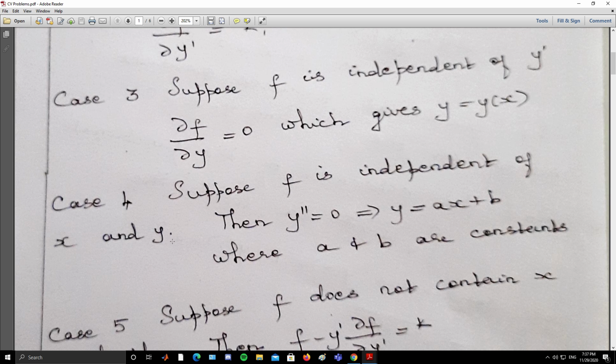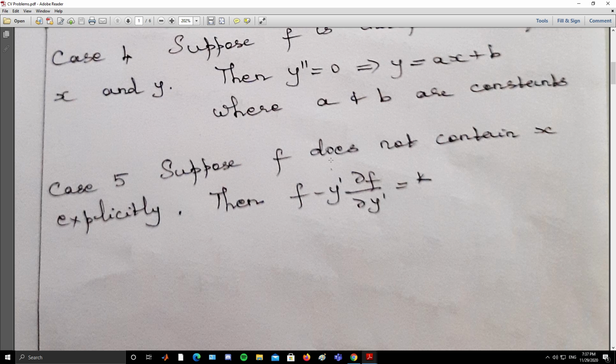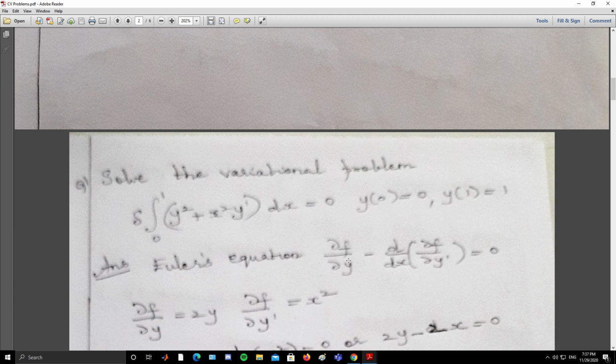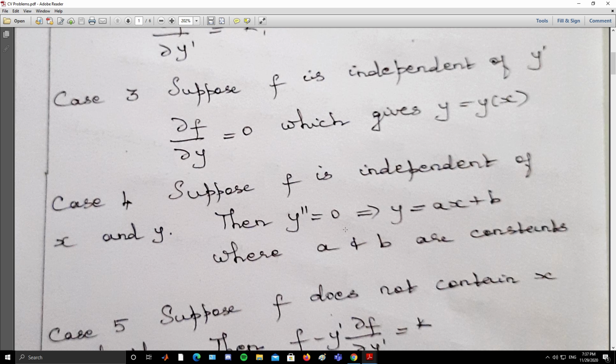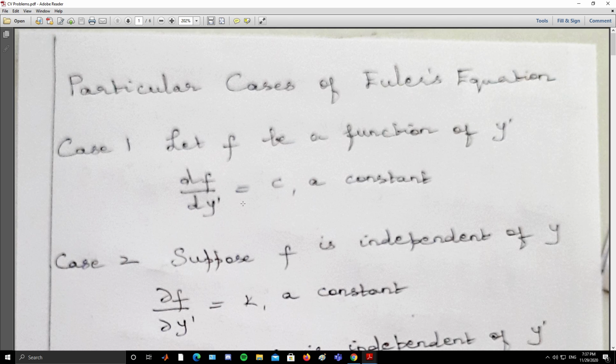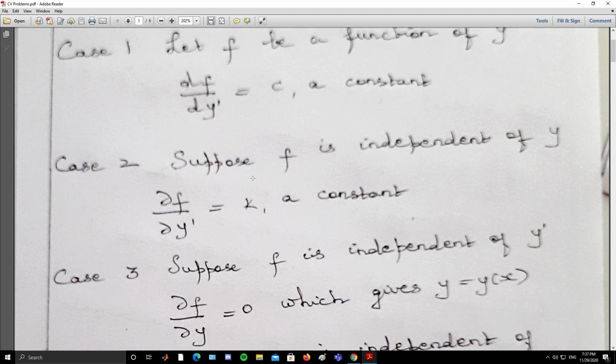If f doesn't contain x and y, you have the straight line as a solution. If f does not contain x explicitly, then the solution is f minus y dash dou f by dou y dash equals k. So you have to learn all the cases by heart. You should remember Euler's equation and all the 5 cases. You don't have to learn the proof for any of the cases. You only have to remember the statements of the cases with the solutions.